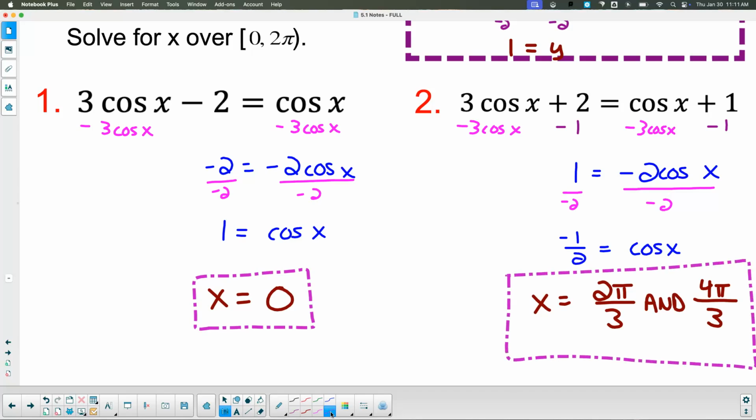So I have to give them both. The old adage that the degree of the polynomial tells you how many answers you get doesn't work in trig. Okay? Because the left one only had 1 answer. The right one looks very similar, has 2 answers. Okay? Questions, comments, concerns, clarifications?